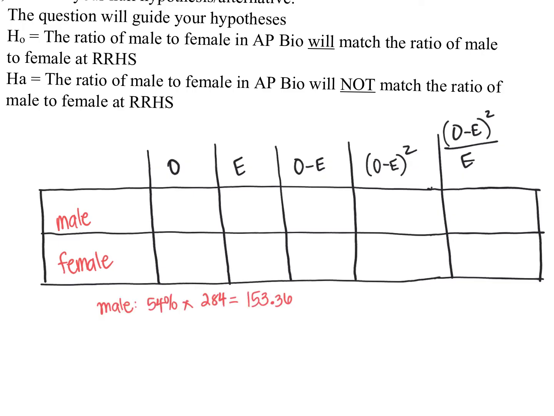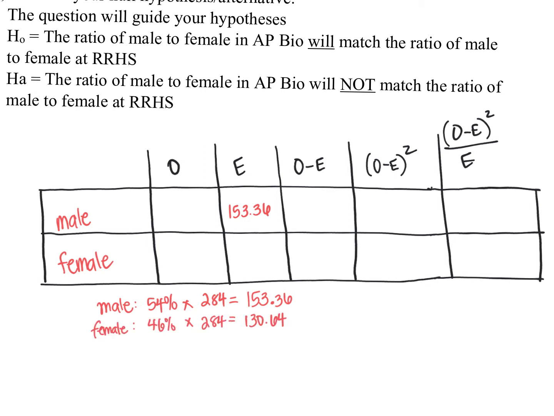So for males, I multiplied the percentage of students based on the ratio at Round Rock High School times the number of students in AP Biology, and I get 153.36. For expected values, it's okay to get decimals. Next, I'm going to calculate the expected number of females in AP Biology.